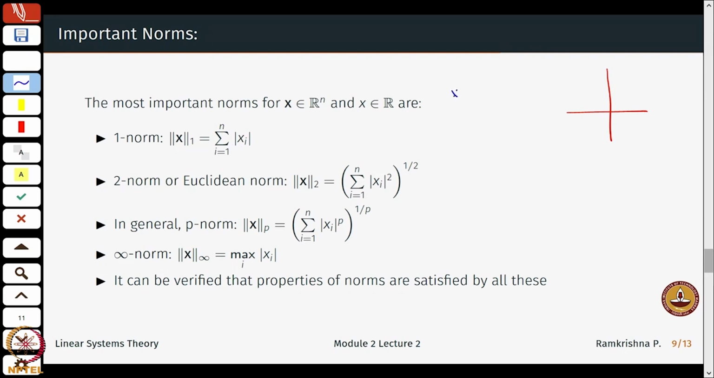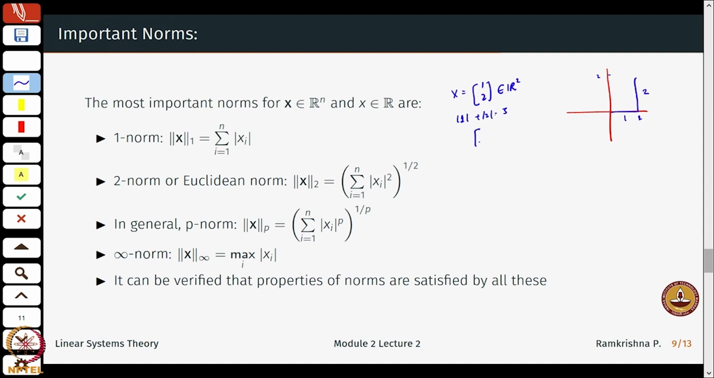Say x is equal to (1, 2), this is in R2. So, that will be a 1 here and a 2 here. Let us say this is of length 1, this is of length 2 here. So, the norm here would be 1 plus 2, that will be equal to 3.